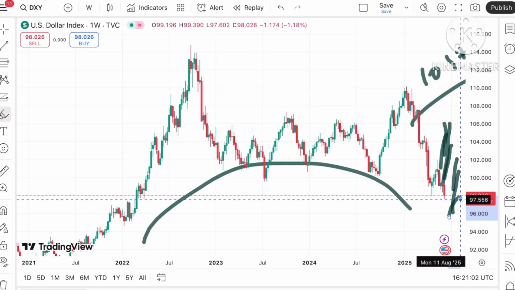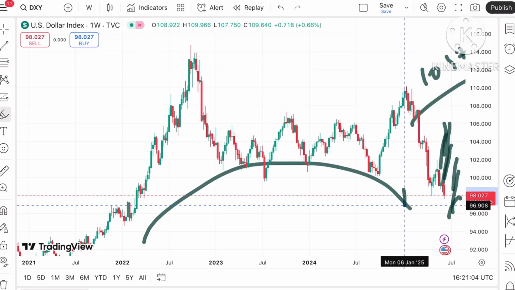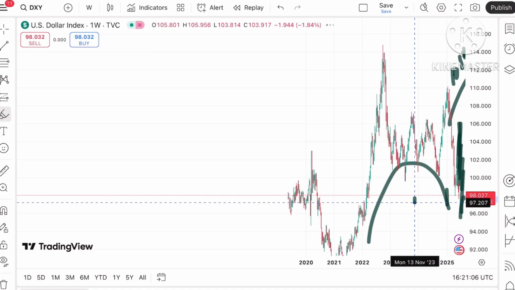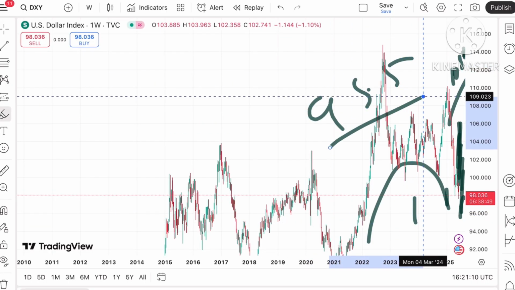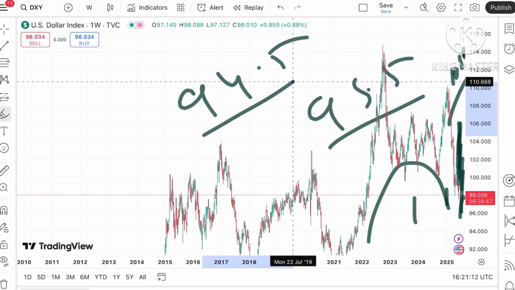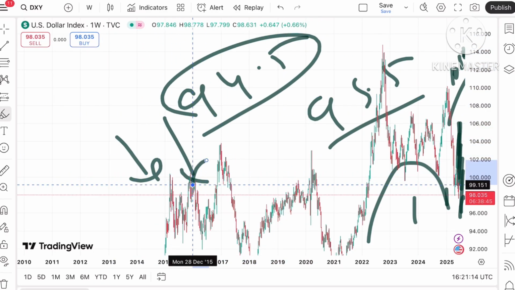So if the price goes below this level, it can touch a level of 97.5 to a level of 96.9, and if the price falls below this level, the chance of touching 95.5 we can see, towards 94.5, and then a further downfall we can see.